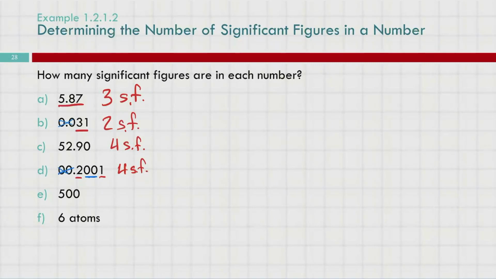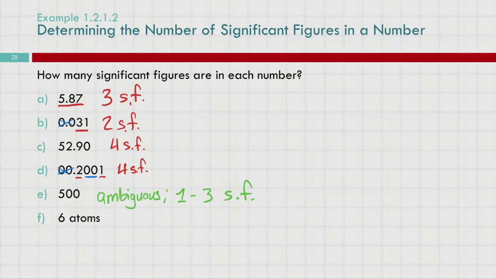How about E, 500? At least one, possibly two, possibly three. So this one is ambiguous. Somewhere between 1 and 3 significant figures. We know that it's definitely 1 because we've got the 5, which is a non-zero number, but the zeros, we're not sure. We would want to put that in scientific notation.